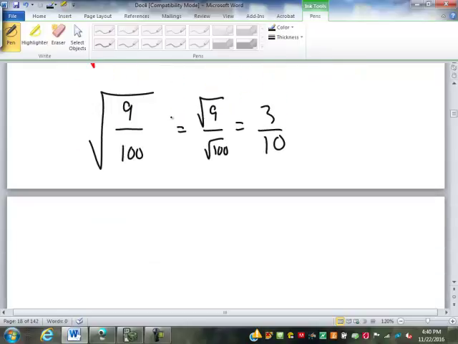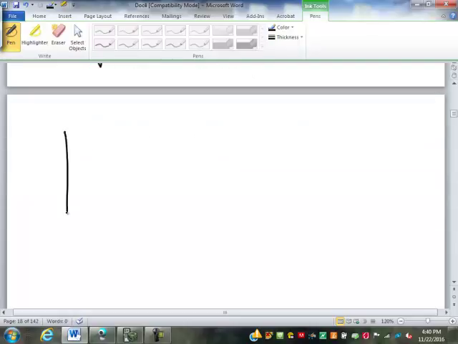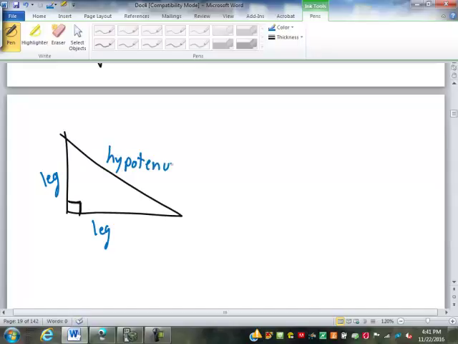So how do these square roots fit in with our angles? Well, if we have a triangle, and if it is a right triangle, the two sides that form the right angle are called legs. The other side that is across from the right angle is called the hypotenuse. It does not form the right angle. It's also going to be the longest side of the triangle.